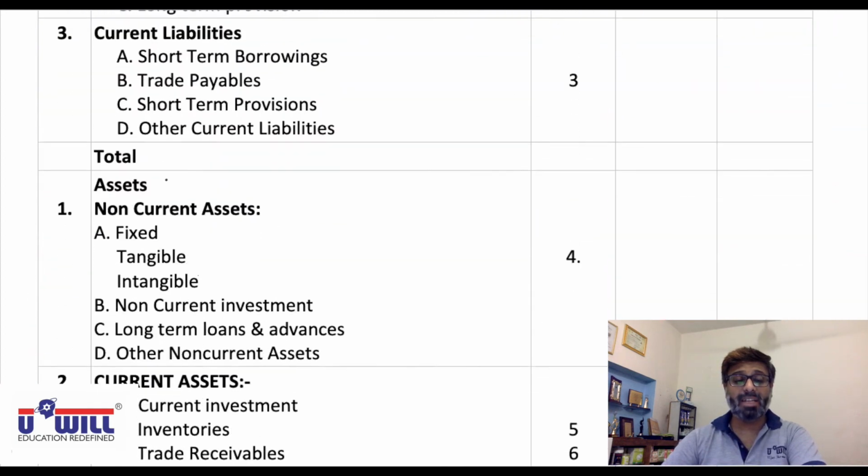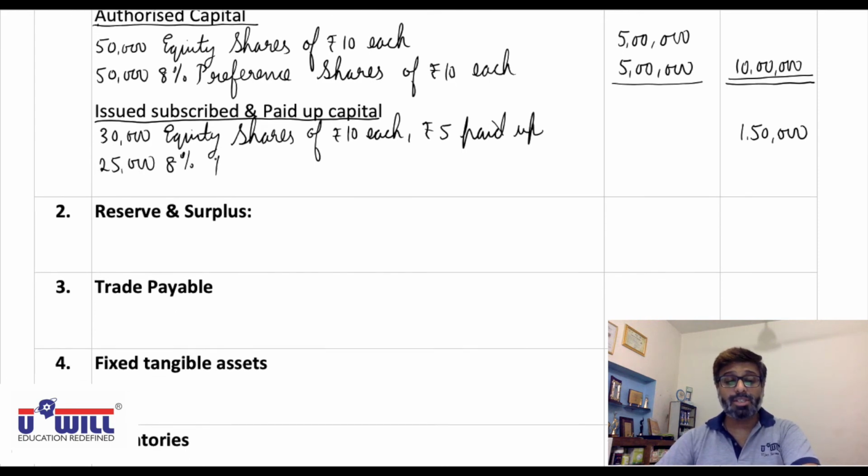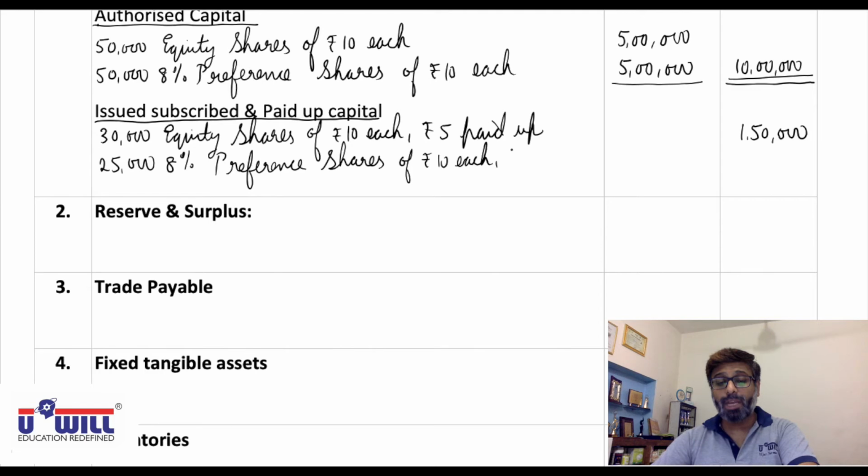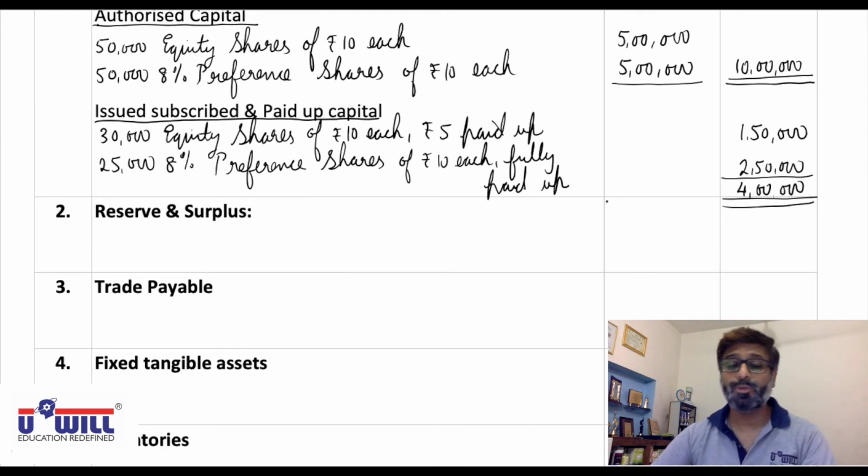So here we'll write 25,000 8% preference shares of rupees 10 each and fully paid up. Now they have become fully paid up. So 25,000 into 10, 2,50,000, and 1,50,000 plus 2,50,000, total 4 lakhs. Okay, total share capital that will come in the balance sheet is 4 lakhs.